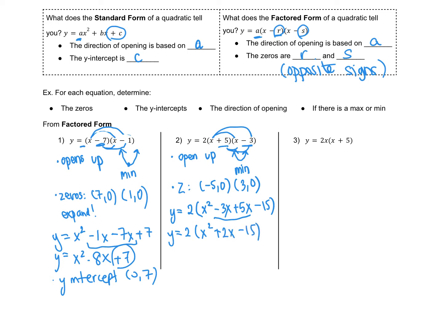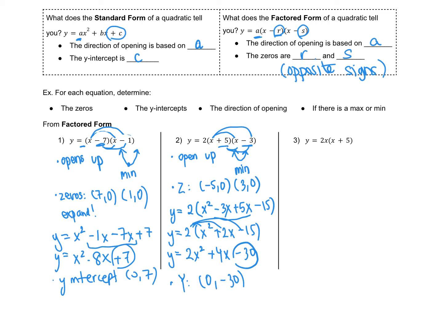And then if you stopped here and you said the y-intercept was -15, well, this isn't actually fully standard form, so that's not actually correct. We do have to take this 2 and distribute it fully, and then we can write down our y-intercept. So 2 times x squared is 2x squared, 2 times 2x is 4x, 2 times -15 is -30. Here's our y-intercept. So 0, -30.